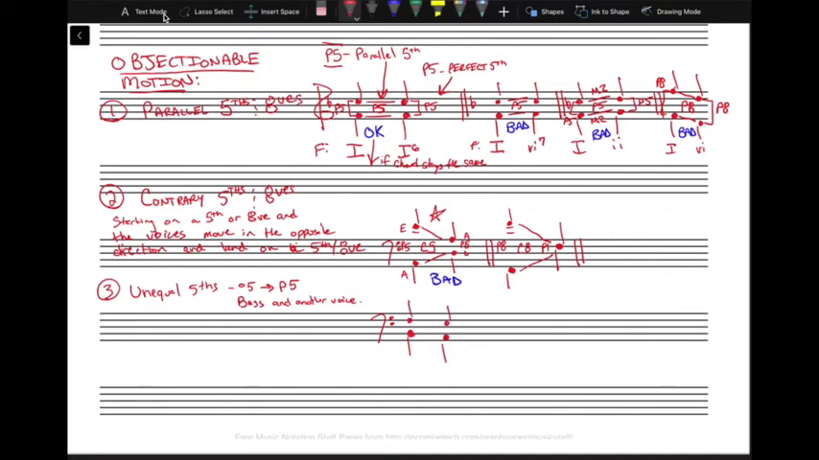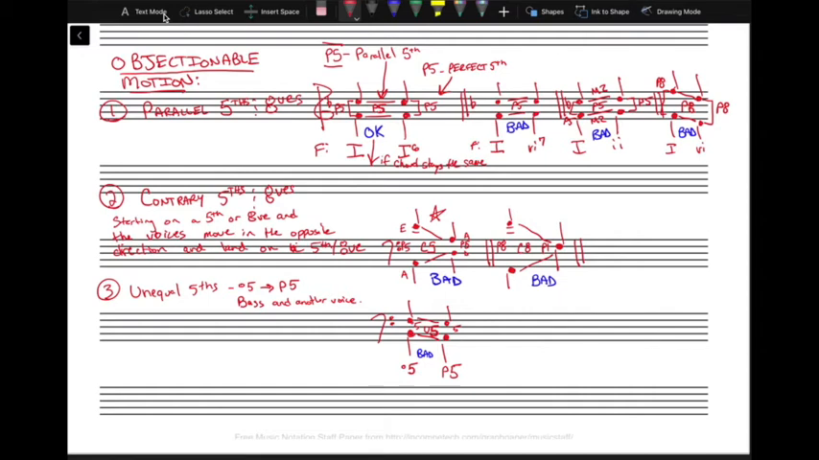Now, while this may look like parallel fifths because you have a fifth here and you have a fifth here, this is actually a diminished fifth. B to F is 6 half steps. So this is a diminished fifth, and then it's resolving to a perfect fifth. This is a no-go. This is bad. This is also bad. I forgot to mark that up here. So you have right here, and this is called U5, unequal fifths. You want to avoid that.